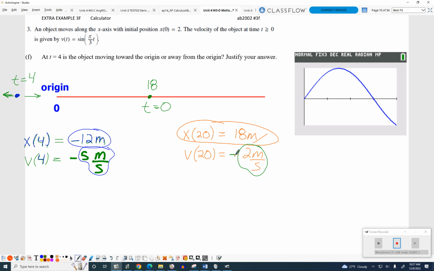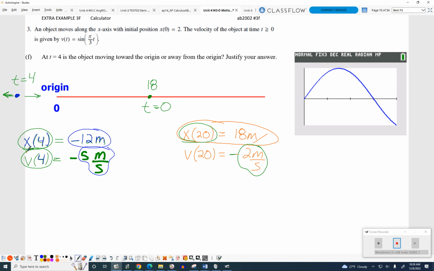So Ethan, you said that if the signs of the velocity and acceleration were the same, the object is speeding up. The idea here is awfully similar. If the signs of position and velocity are the same, what do we know, Ethan? It's moving away. If the signs of position and velocity are different, it's moving towards. So to solve the problem, that's what we've got to figure out.